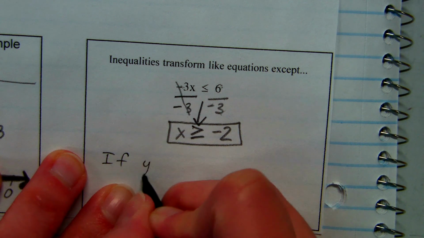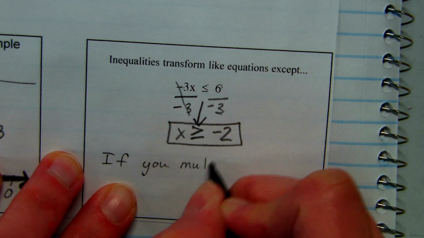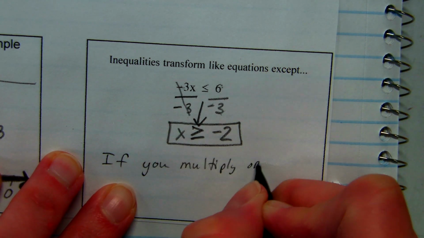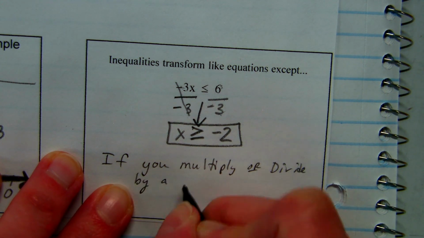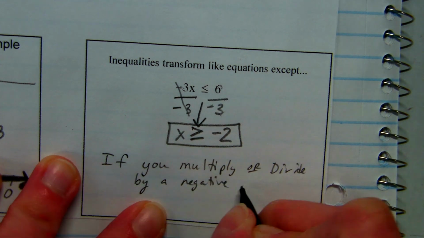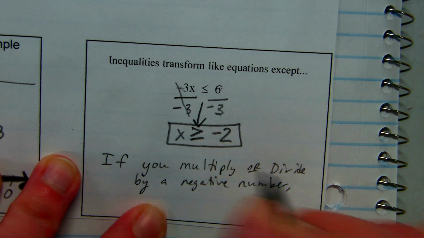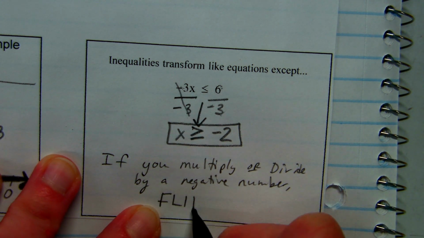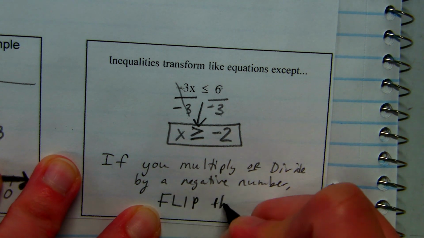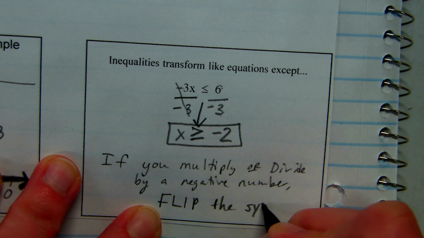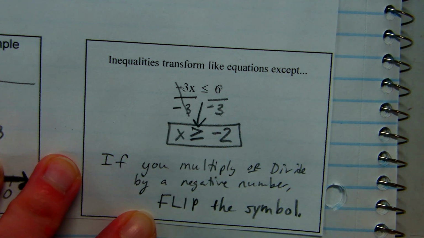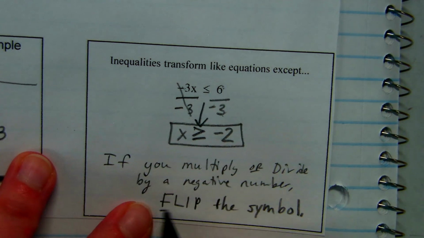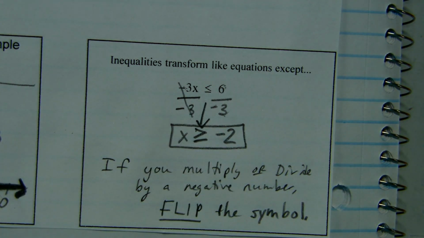If you multiply or divide by a negative number, I'm going to make big and bold: flip the symbol. It's actually the inequality, but I'm too lazy to write the whole word inequality because it has 5 syllables. So I'm just going to put symbol. So we're going to flip. And so this is a big deal.